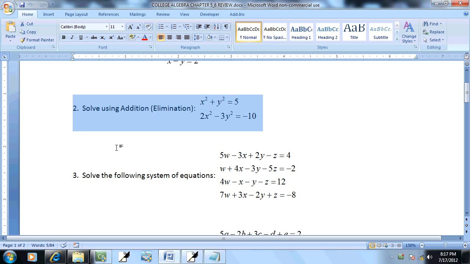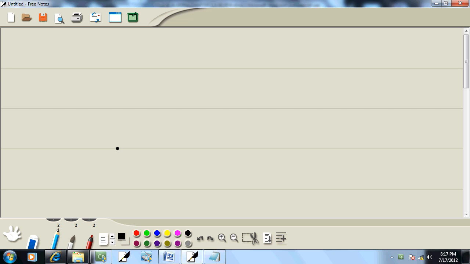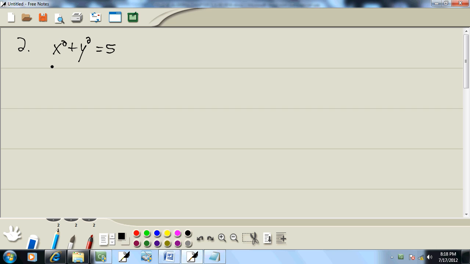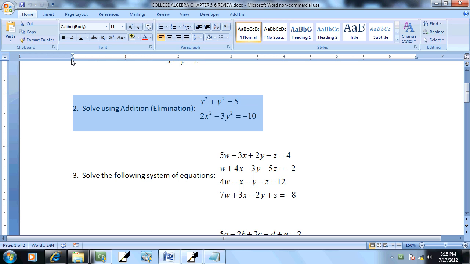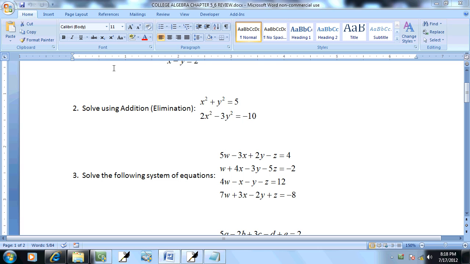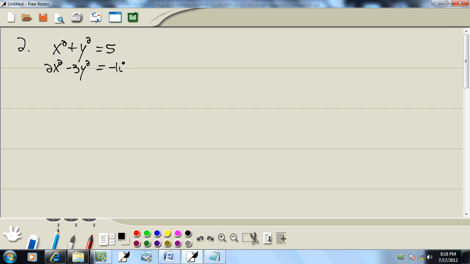Let's take a look at our second type problem. This is being able to solve a nonlinear system of equations using addition or the elimination method. So we got x squared plus y squared equals 5, and 2x squared minus 3y squared equals negative 10. Well, first thing we have to do is line up our like terms.